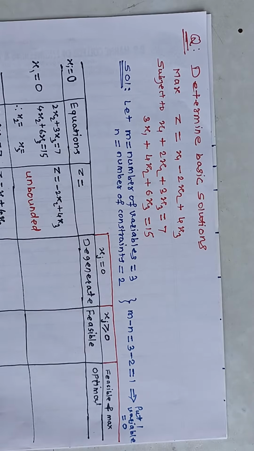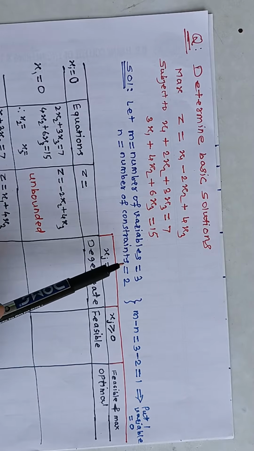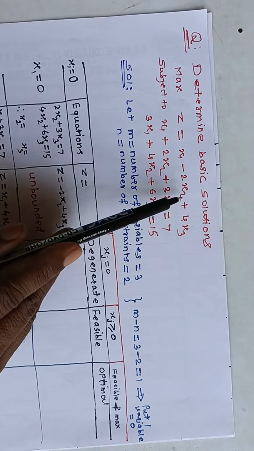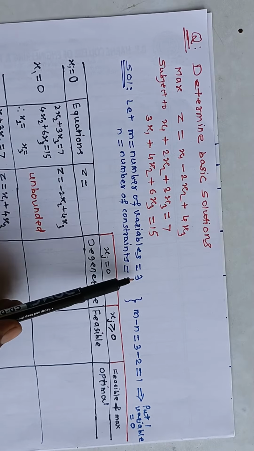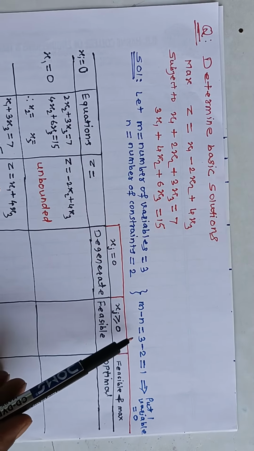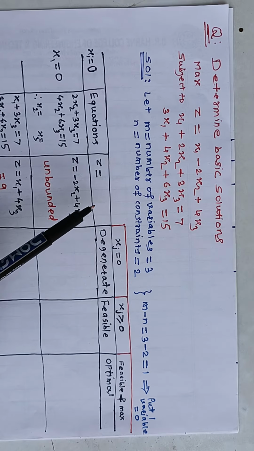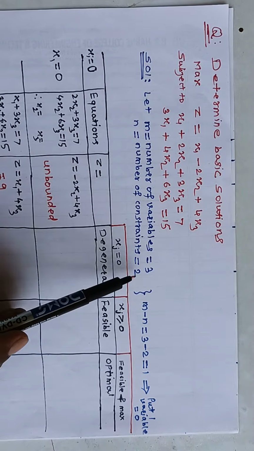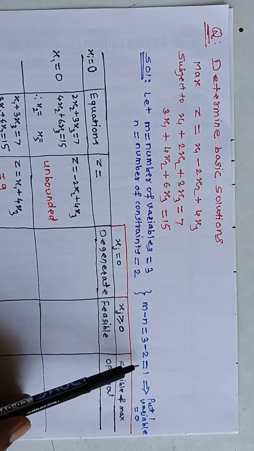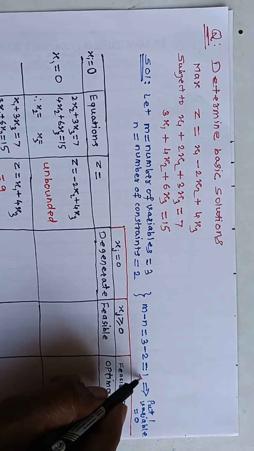Okay. Now what we have to do in solution, first of all we have to find out number of variables. How many variables are there? In constraints as well as in objective function there are 3 variables, x1, x2, x3. So m is equal to 3. n is number of constraints. Only 2 constraints are there. This constraint 1 and this is second constraint. So only 2 constraints are there. So n is equal to 2. We have to find out this difference m minus n, which is equal to 3 minus 2 is equal to 1.